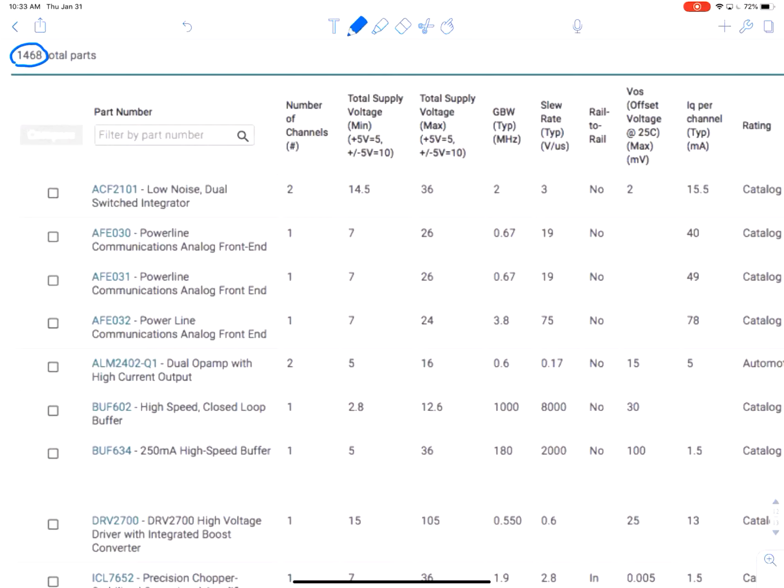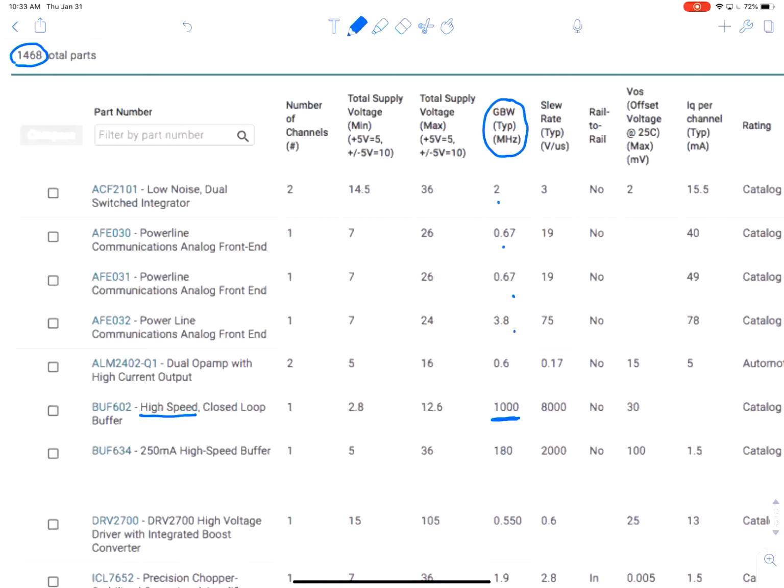Let's pick something of interest here. Let's say gain bandwidth product, which I did not choose. You can see gain bandwidth product in terms of megahertz. There are a lot of them in the megahertz range. But here is an outlier. This is gigahertz, 1,000 megahertz. And if you look at the description, it's a high-speed closed loop buffer. So for an application where you need a high-speed buffer, you pick this one.